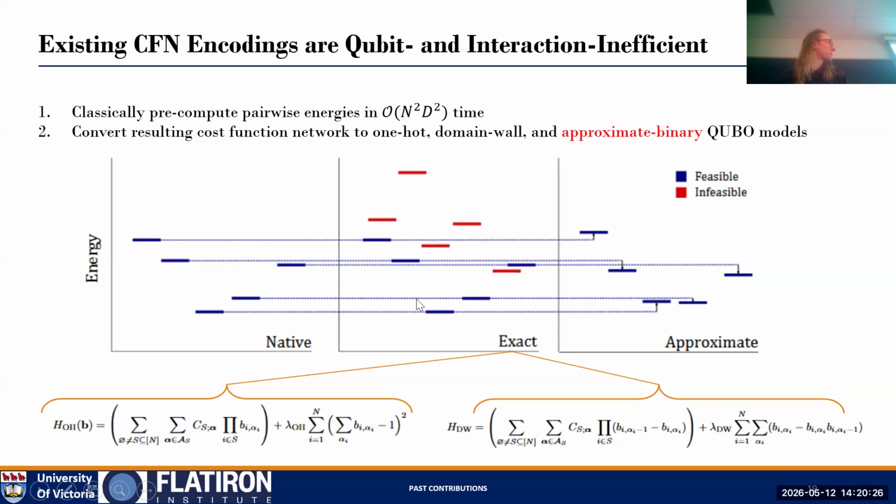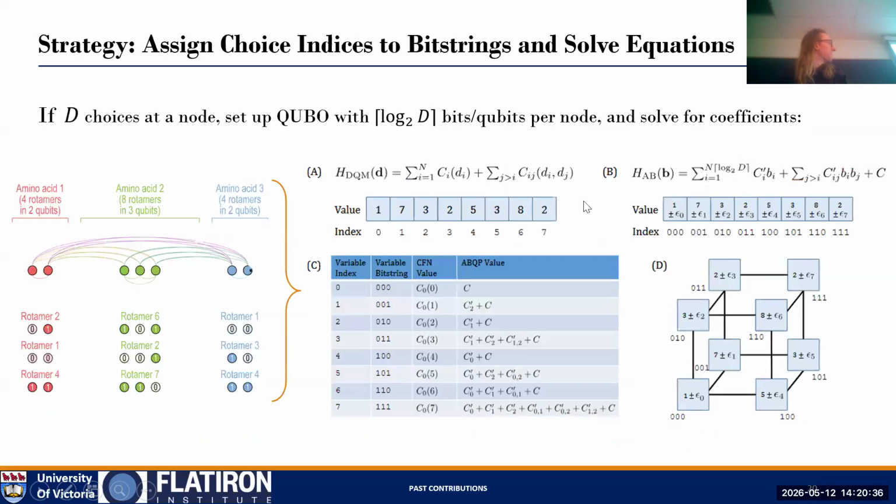So we trade exact preservation of the cost function landscape for perturbation to the landscape, while at the same time preserving the number of bits. And we've called this encoding the approximate binary encoding. The basic idea of it is this: if we have D choices at some variable node, we set up a QUBO with log2 of D bits per node over here, force ourselves to a QUBO, and then solve for these coefficients. And we do that on a one-body and two-body level.